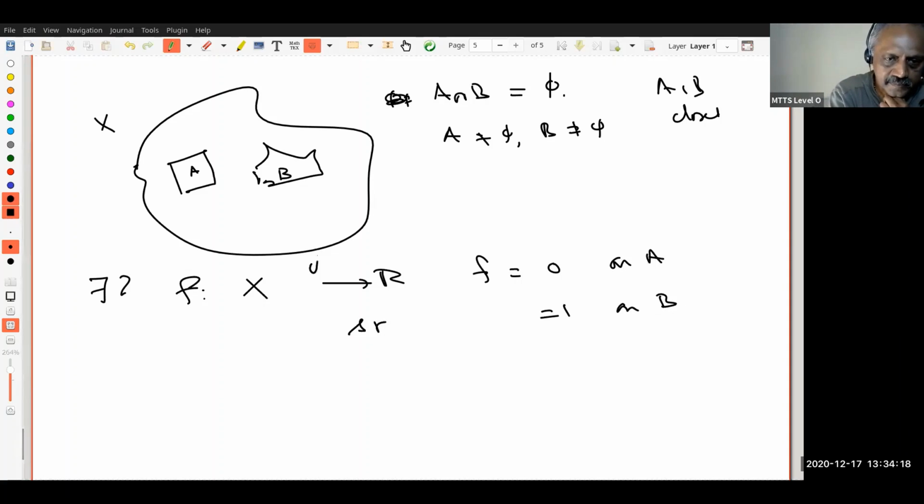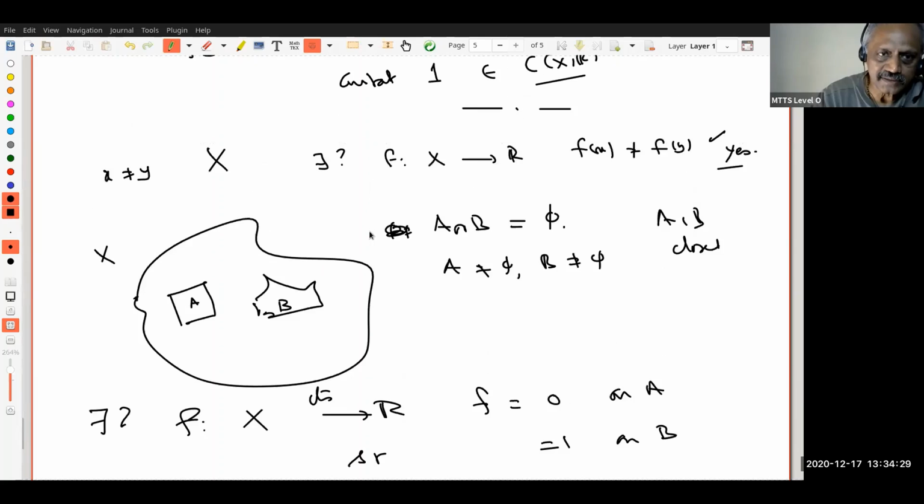This is continuous, right? So how do I have to construct such a function? Remember, for this, how did I construct such a function? How many of you remember? I defined F at Y to be the distance between X and Y. You understood that? Now think of it.